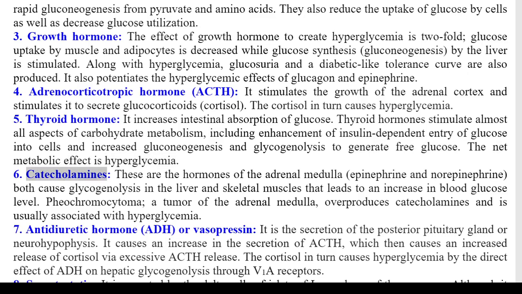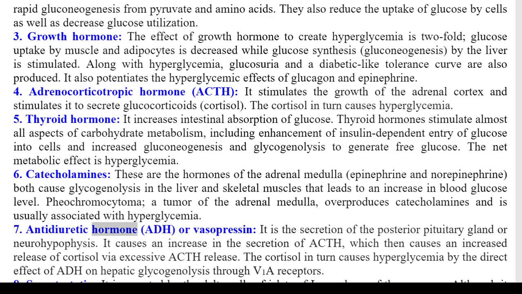6. Catecholamines. These are the hormones of the adrenal medulla. Epinephrine and norepinephrine both cause glycogenolysis in the liver and skeletal muscles that leads to an increase in blood glucose level. Pheochromocytoma, a tumor of the adrenal medulla, overproduces catecholamines and is usually associated with hyperglycemia.